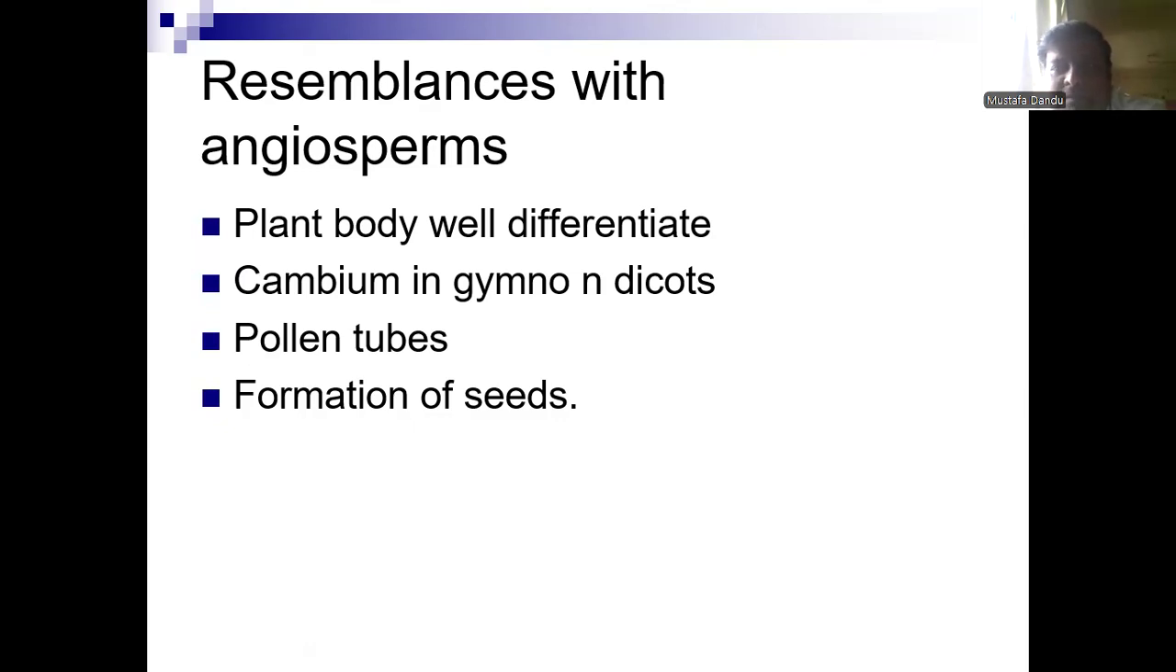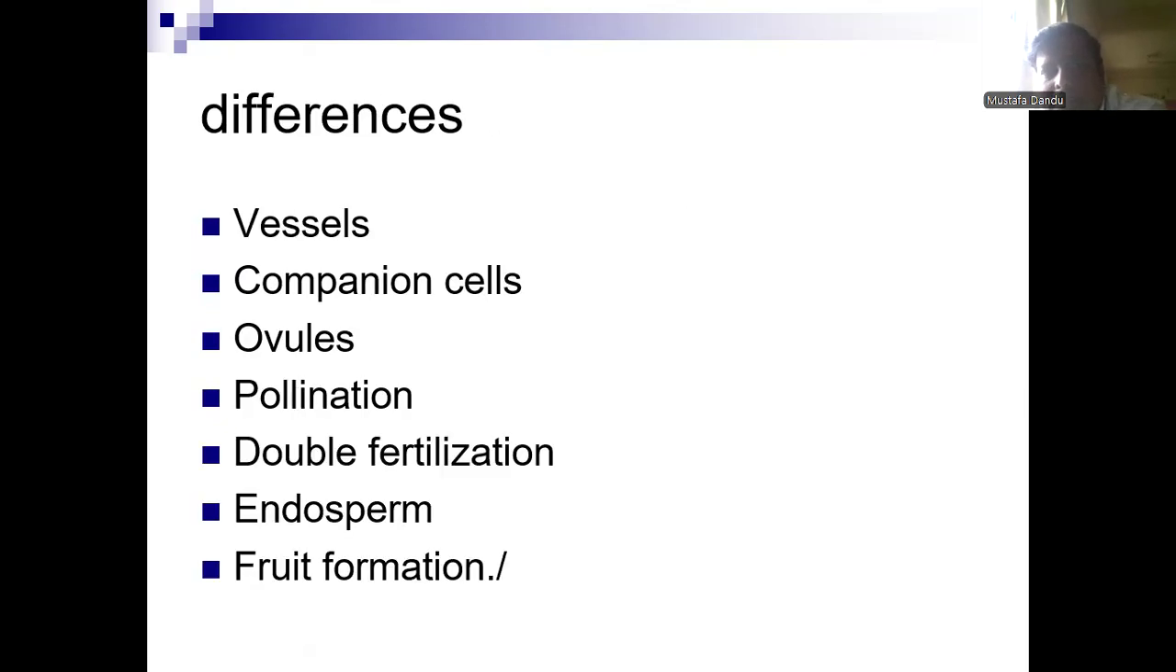Pollen tubes are present, and there is formation of seeds. Differences from angiosperms: vessels, companion cells, and ovules are mostly present in angiosperms. The pollination and fertilization method is different. Endosperms are different, and fruit formation is very different in angiosperms and gymnosperms.